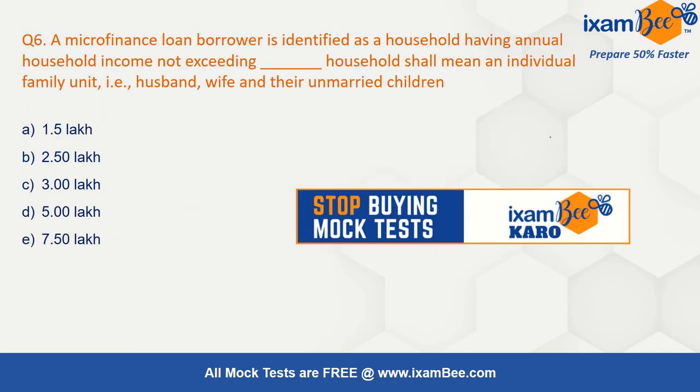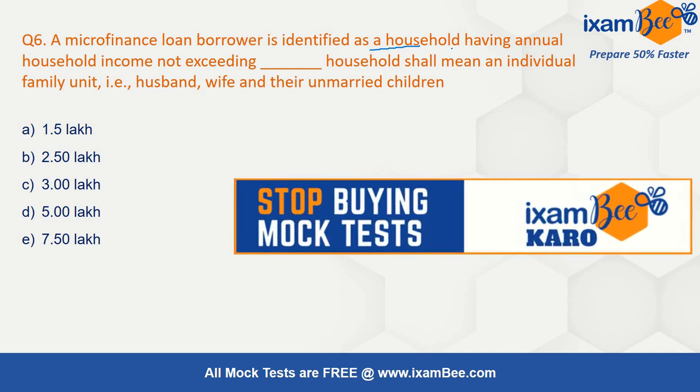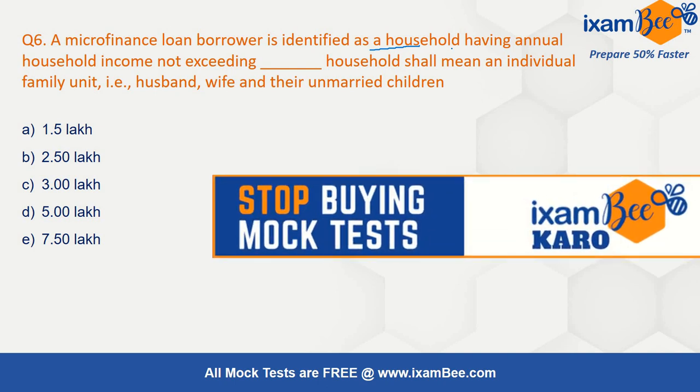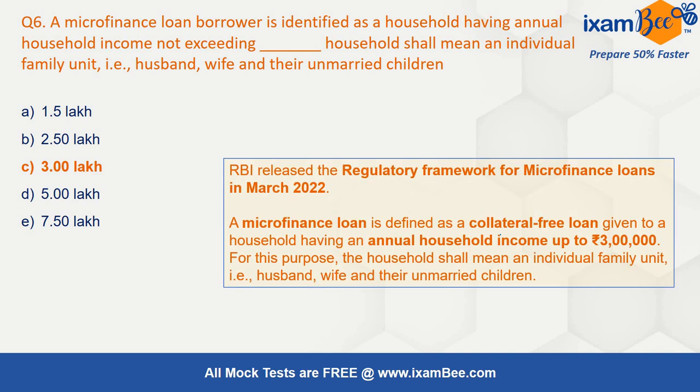A microfinance loan. What is a microfinance loan as per the definition given by RBI? Microfinance loans are given to households having an annual household income not exceeding dash dash dash. And when we say household income, it means income of the husband, wife, and unmarried children. What is the correct answer? It is 3 lakh.